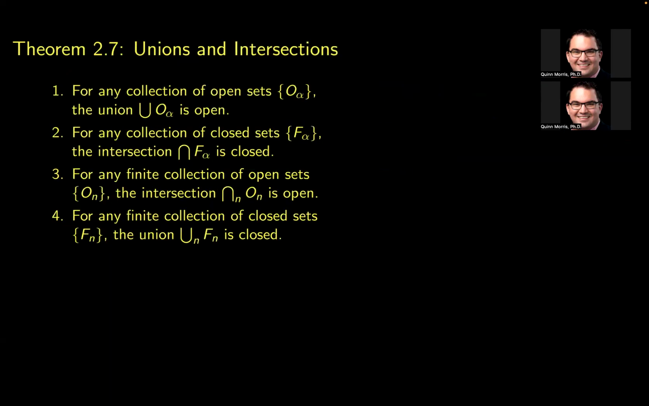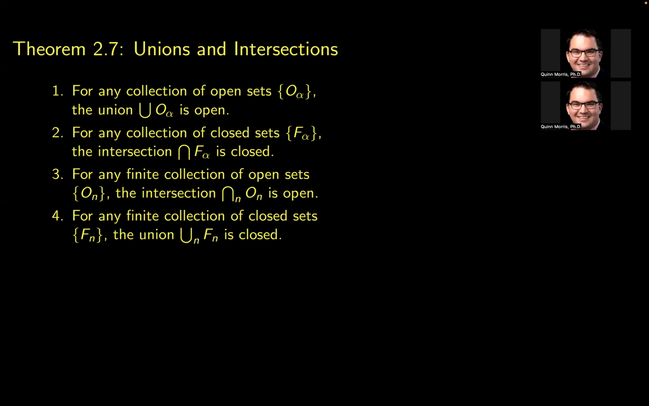All right. Finally, we come to some facts about unions and intersections. We often want to build open sets or closed sets out of other open sets or closed sets. So if we take a bunch of open sets and union or intersect them together, we might want to know whether the resulting set will still be open or still be closed, right? And the answer is, it depends a little bit.